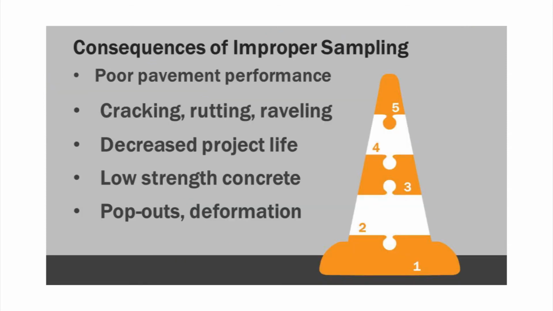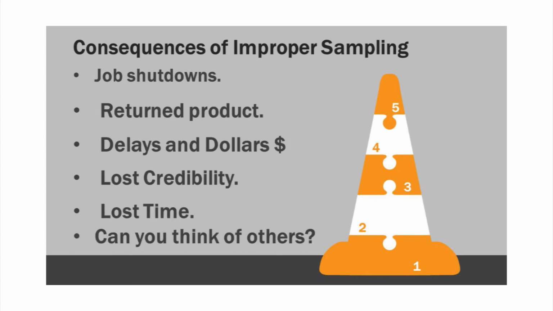Some consequences of improper sampling include poor pavement performance, cracking, rutting, or raveling, decreased project life, low-strength concrete, or pop-outs or deformation. Job shutdowns or delays, lost time and lost credibility can all result from not following proper procedures. Can you think of other consequences?